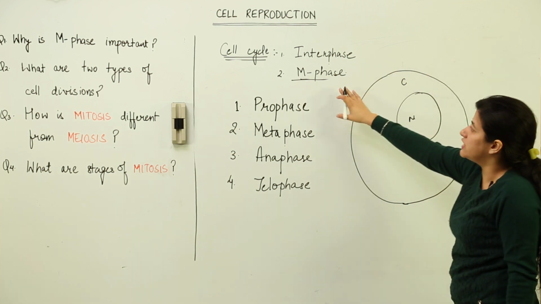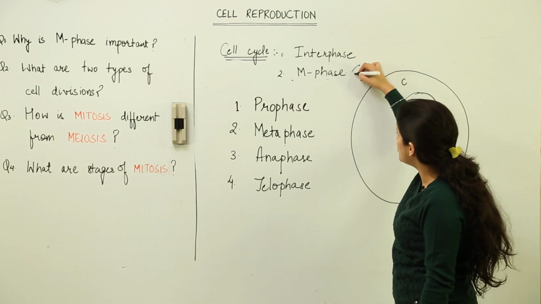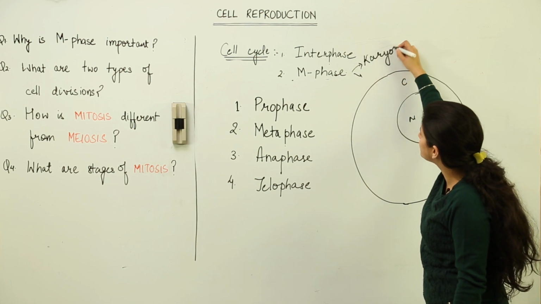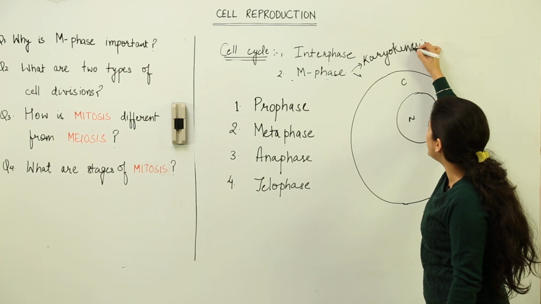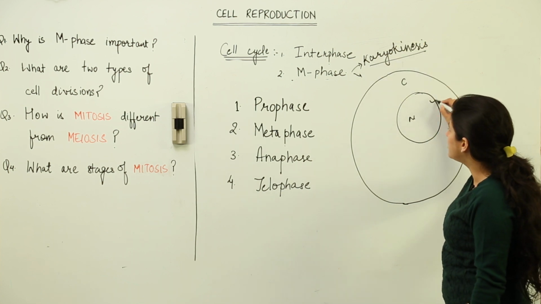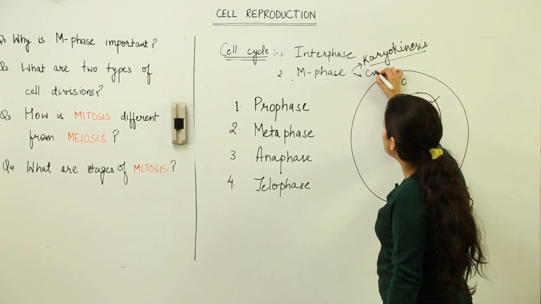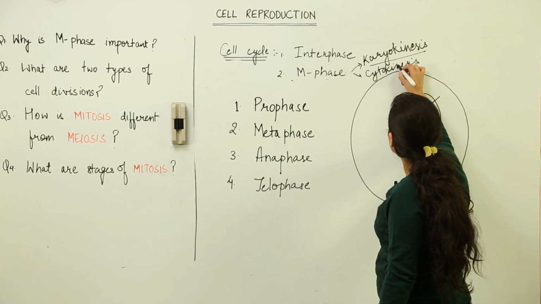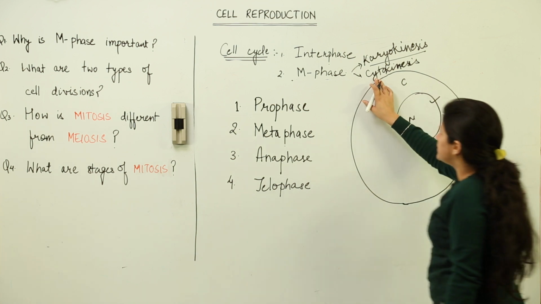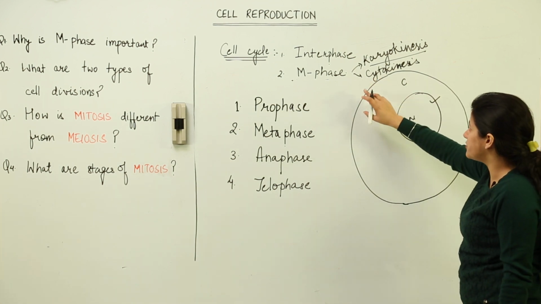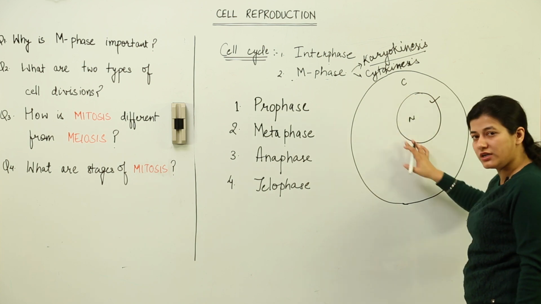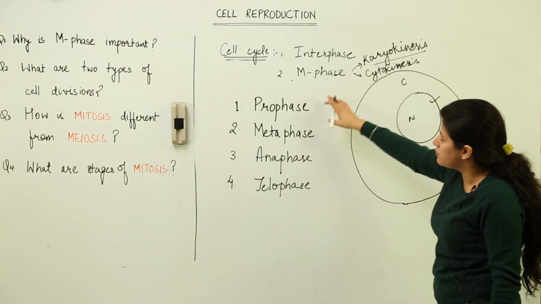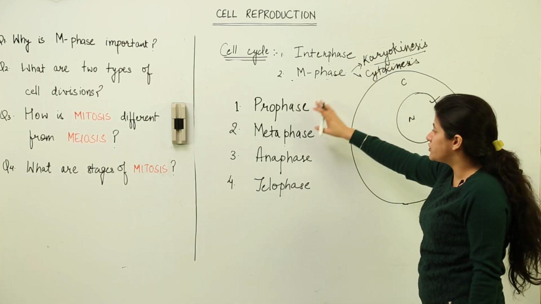So we have two major processes taking place in M phase. One is karyokinesis. Kinesis means division, and karyo is used for nucleus. The other is cytokinesis, where cyto is cytoplasm. First of all, what takes place is the division of the nucleus into two daughter nuclei, and then the division of the cytoplasm. This karyokinesis involves these four stages, not two.